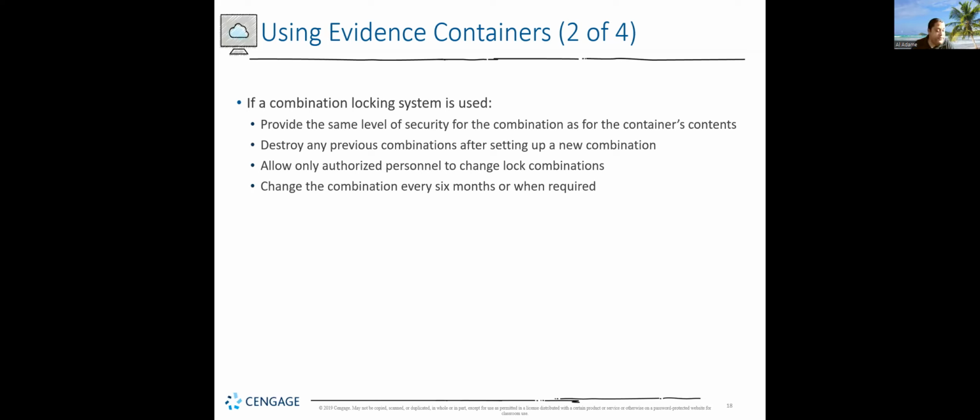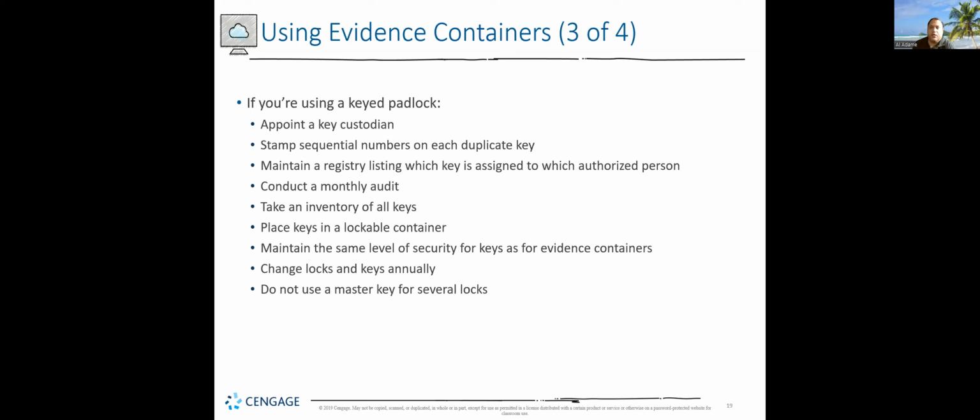We change combination locks every 4 months, 3 months, whatever you have. This way if someone gets in there and knows an old combination, they can't get access to it. If you're using a keypad lock, this is more of what I think of. Appoint a key custodian, so only one person has a copy of the key. Stamp sequential numbers on each duplicate key: key copy 1, key copy 2, key copy 3. Retain a registry list of which key is assigned to which authorized person.